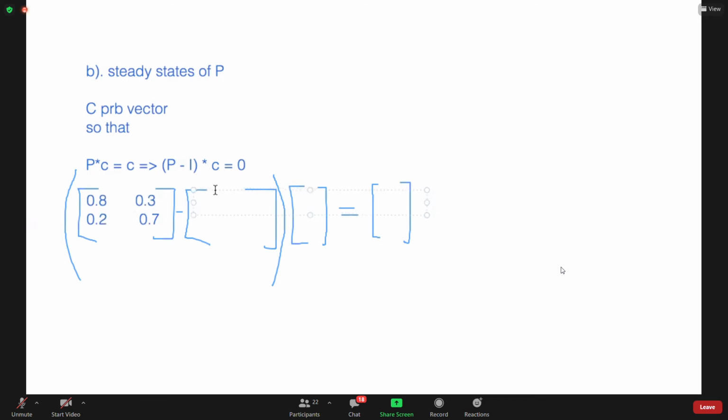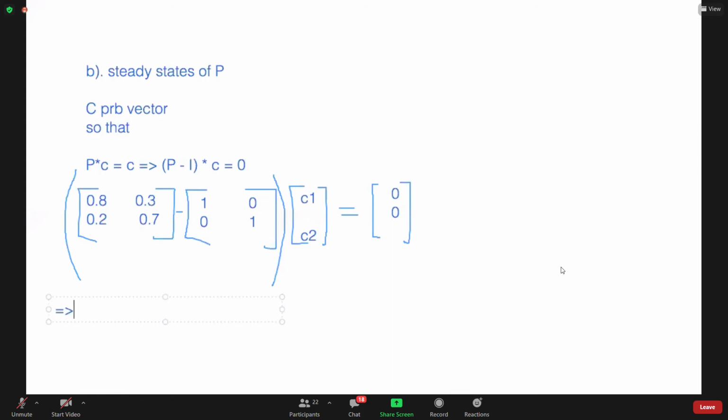My identity matrix is 1, 0, 0, 1, because it's the identity matrix corresponding to a square matrix of 2 by 2. Therefore, we have only 2 rows, 2 columns. So this is going to be transition minus identity, multiplied by our probability vector C. Because we don't know anything about this probability vector C, we're just going to call its components C1 and C2. So we have to solve in order to find C1 and C2. It is going to be equal to the null vector 0, 0. This is what we have to solve.